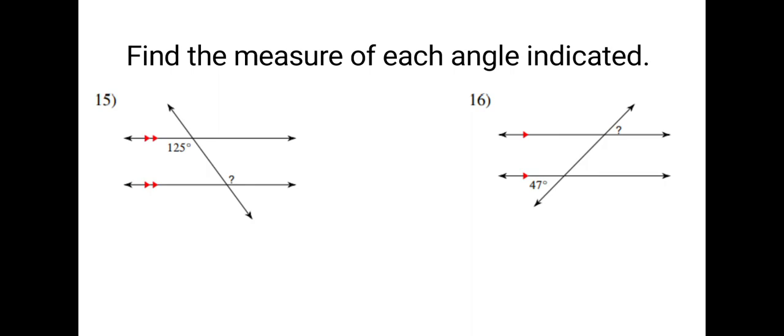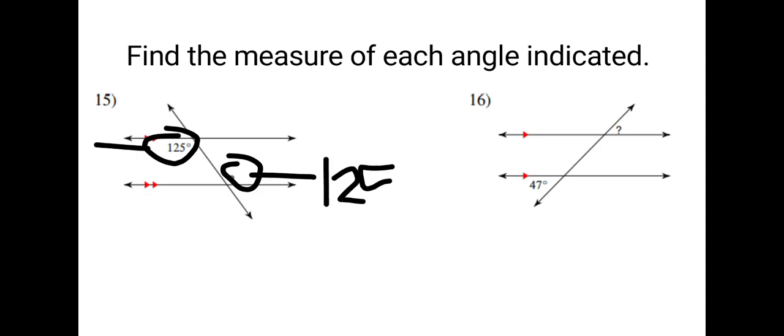Next is this. So we have this angle and this one. You can see that the first one is on the left, the other one is on the right. So therefore, they are alternate interior. And when you hear the word alternate, it means they are congruent. Okay, so this is 125, therefore this is also 125 degrees.